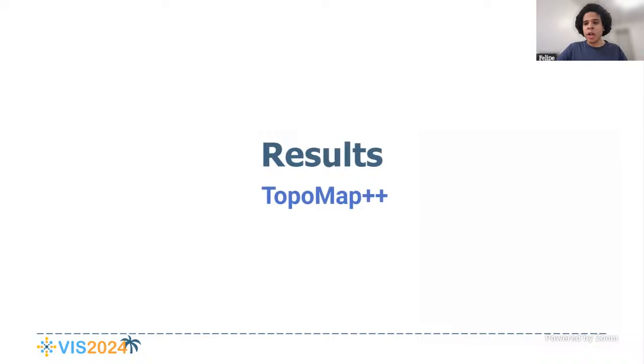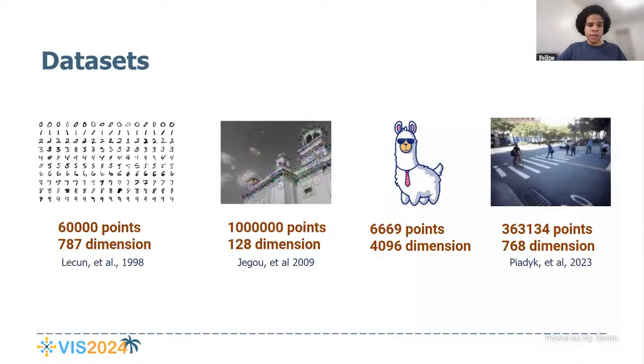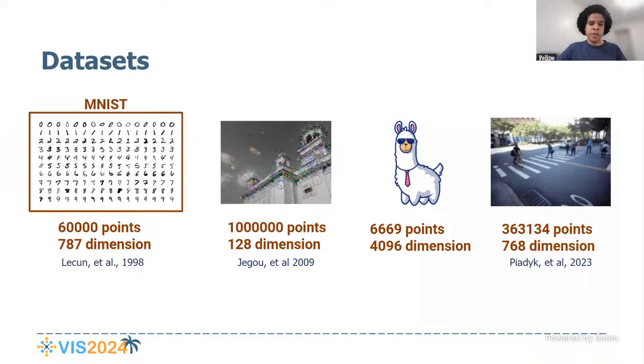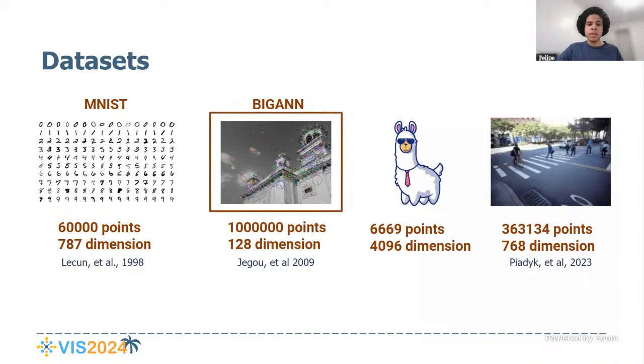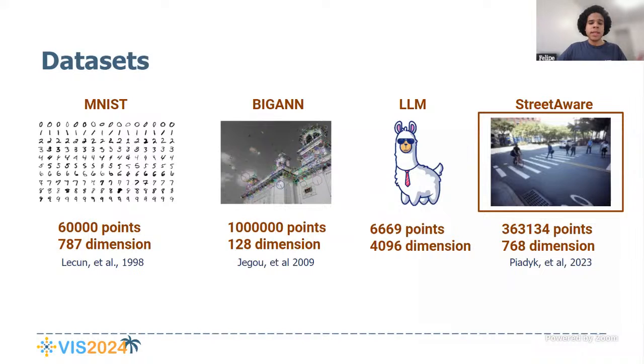So to assess the quality of this approximation, we compare the Euclidean minimum spanning tree with our approximated minimum spanning tree in 4 different datasets. The first is the MNIST dataset. The second is the big ANN dataset, composed of 1 million SIFT descriptors of images. The third is a dataset of LLM embeddings produced by the Llama model, and also the stitch-aware dataset, where we extracted the embeddings of each image using a vision model.